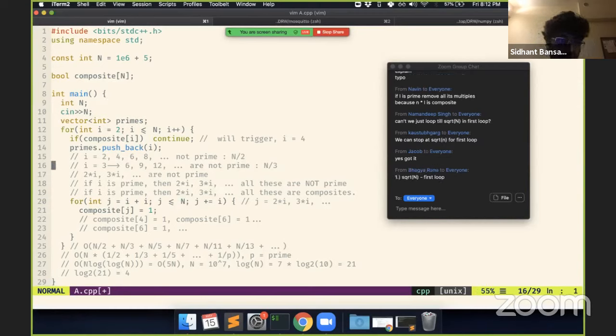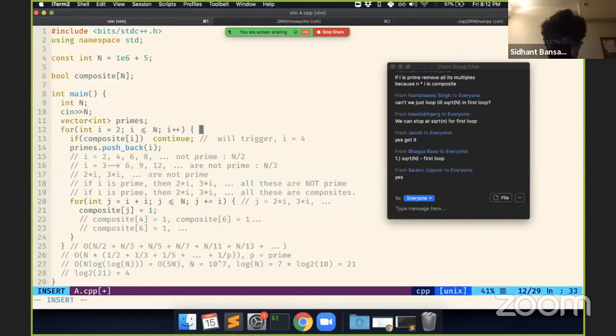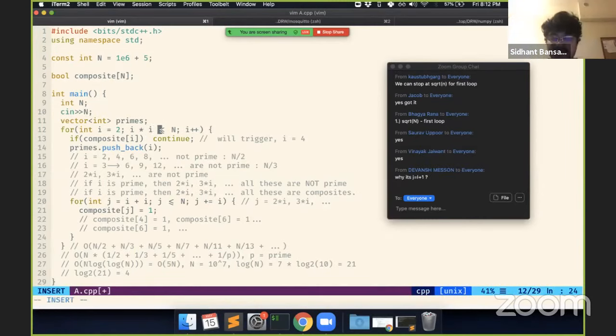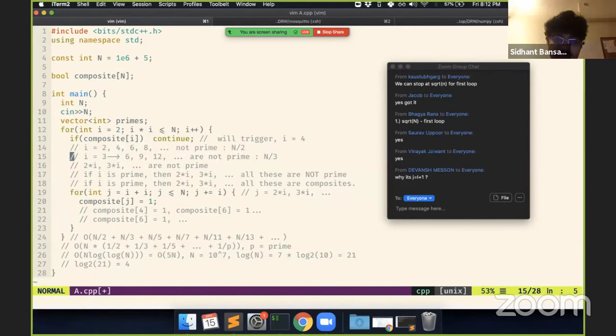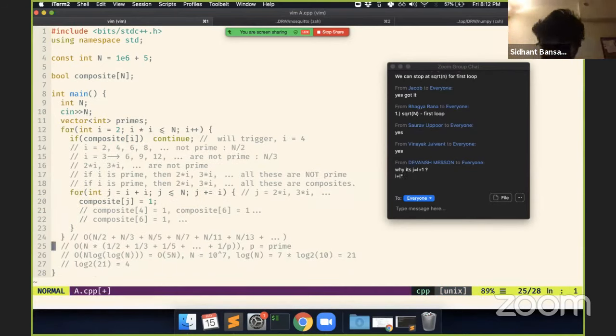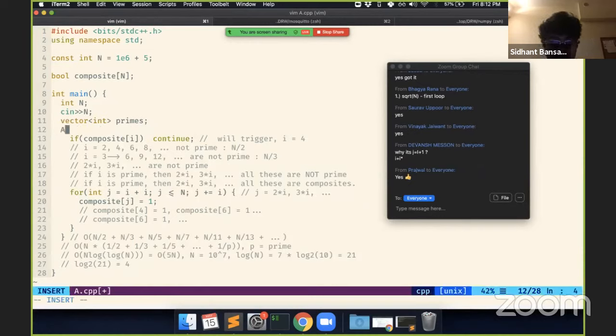Okay, Bhagya is saying square root in the first loop. Yeah, you're correct, Bhagya, but it honestly doesn't matter much. Some people do that, what you're saying. Even this works if someone is curious to see. What Bhagya recommended works, where i goes from 2 to square root n.